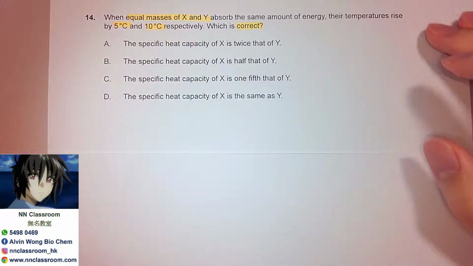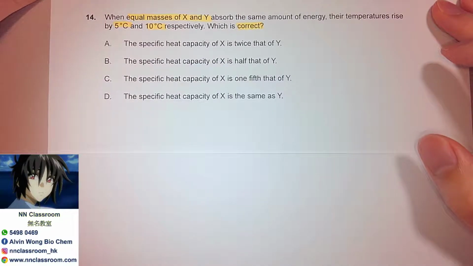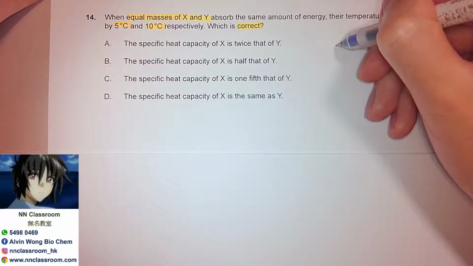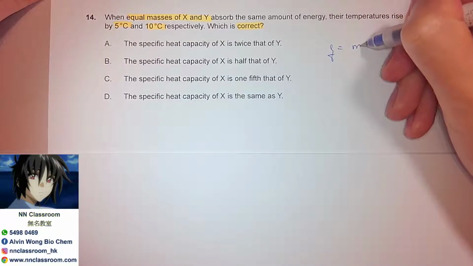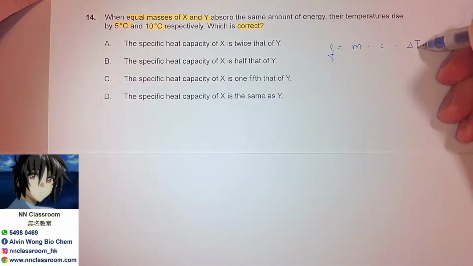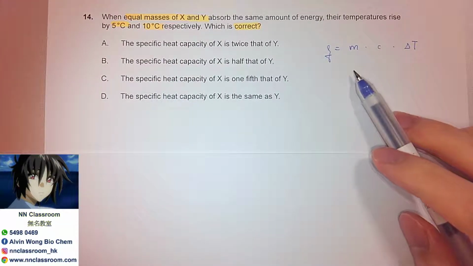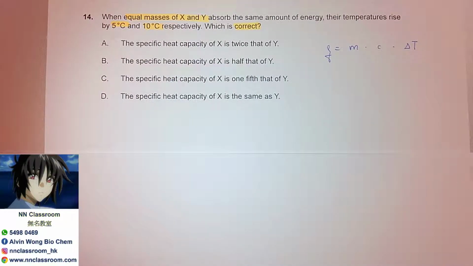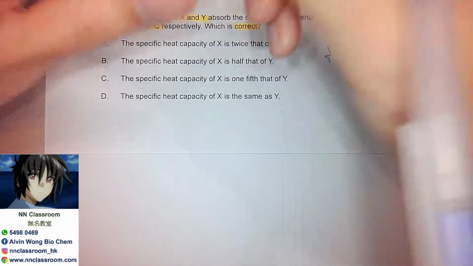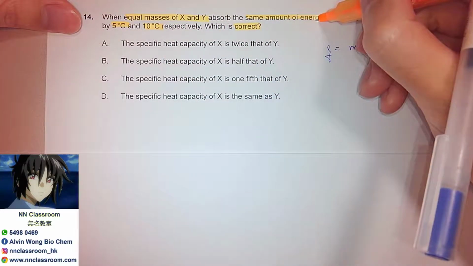So here comes an equation that should pop up in your mind in the very first position. That is this one: Q equals M times C times delta T. Simply says Q equals MC delta T, right? So for this example, they're going to give two important pieces of information. The mass is going to be equal, and also the amount of energy that they absorb is equal.